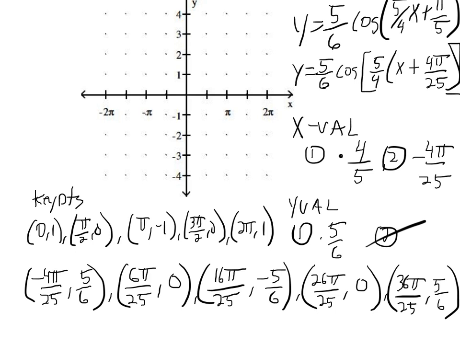All right, now what this gives us are the key points. I'm going to put x's down for these. Negative 4 pi 25ths and 5/6 is about there. 6 pi 25ths. 26 pi 25ths is about pi. And there's a couple in between there. So divide that into 2.